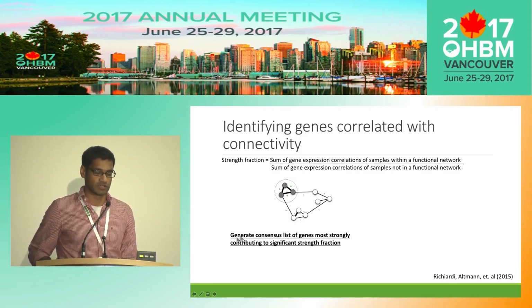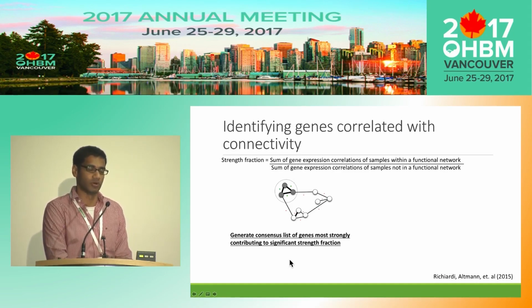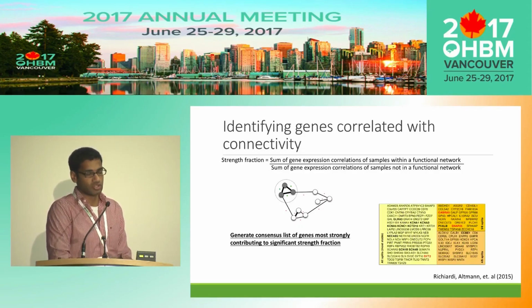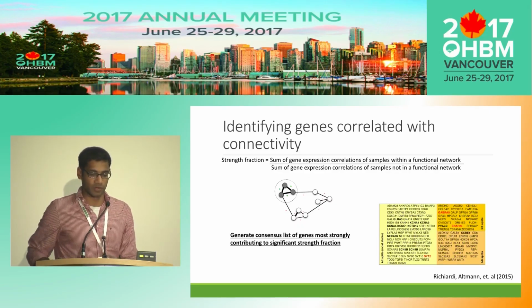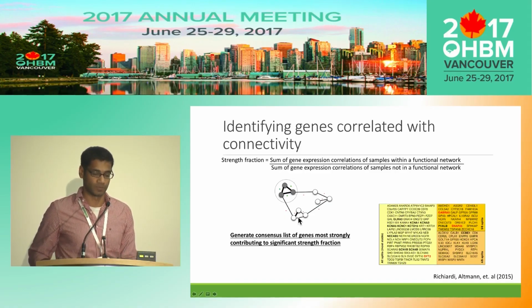So they actually generate a consensus list of genes most strongly contributing to the strength fraction within each of these networks. And they do that by taking each gene, removing its information, and also upweighting its information and seeing what the change in the strength fraction is. And this is a list of the genes that they derive as part of this consensus list. Consensus means, again, since the gene expression data comes from 6 different brains, they're going to look across all 6 brains and see if the same genes keep contributing strongly to the strength fraction. So these are the list of genes that they come up with.